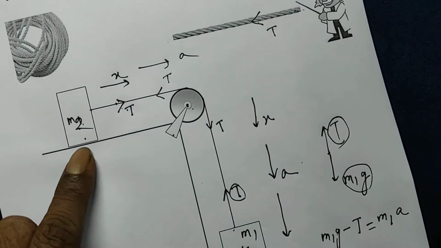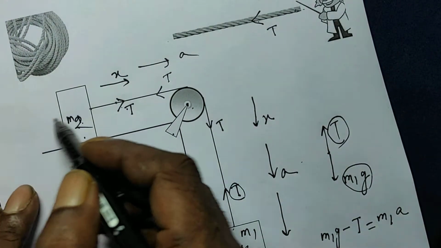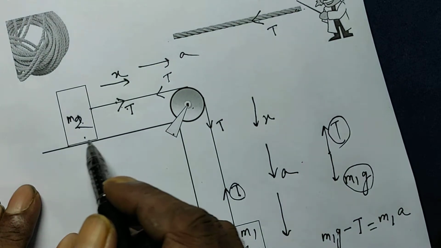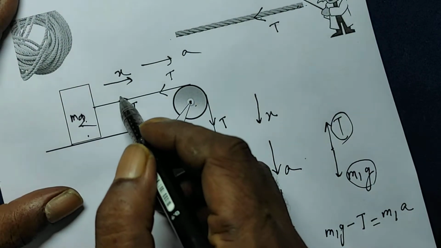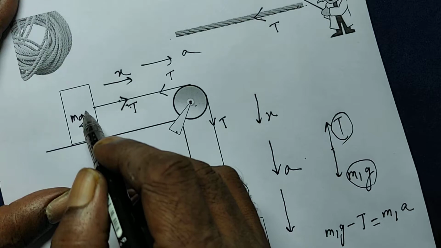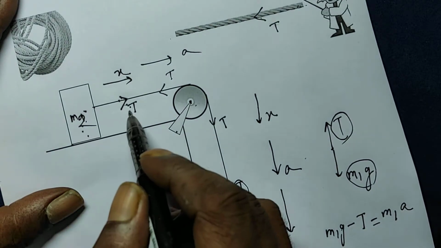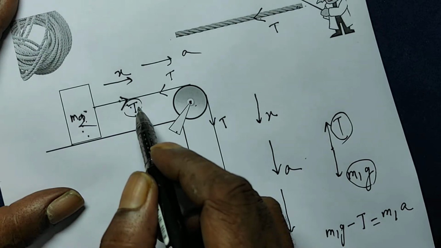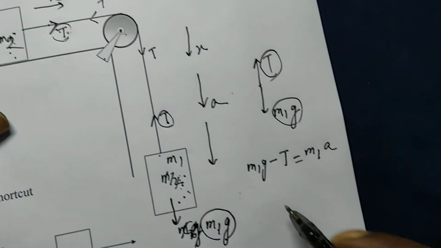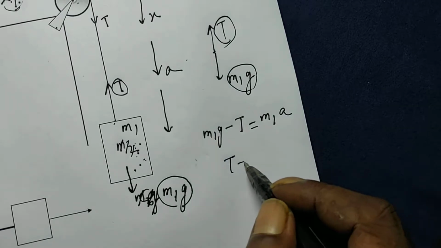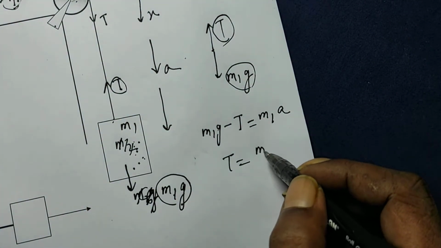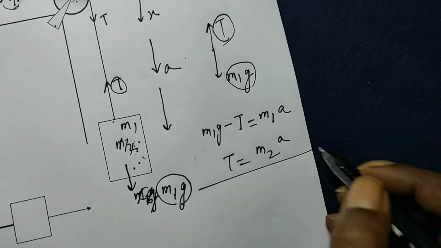Now if you look here, there is no force to this side, and there is no friction here also. So it is only tension T that is moving this mass M2 towards right. So on the mass M2, the net force is the tension. So T will be equal to its mass M2 times acceleration, right?